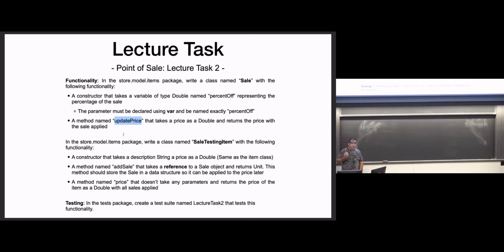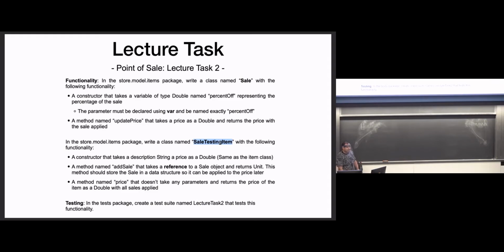So these sale objects are going to be able to apply their %off to a price that they're given through the update price method. Create another class called sale testing item. This is specifically just for testing this lecture task. We will eventually add this functionality to the item class, but for just testing this functionality, since we don't know inheritance, polymorphism yet, which we're going to use in the item class itself, we're going to create a separate class just for testing this thing.